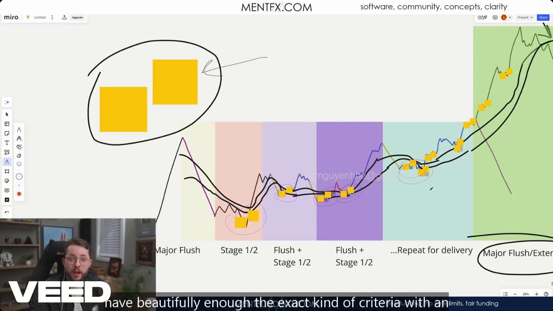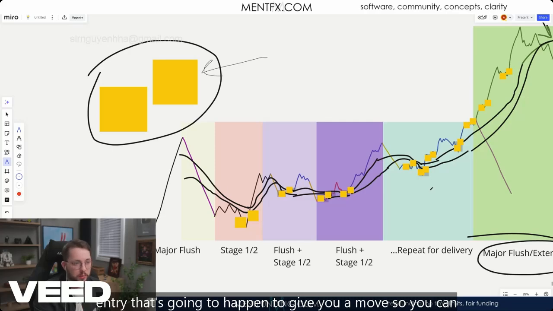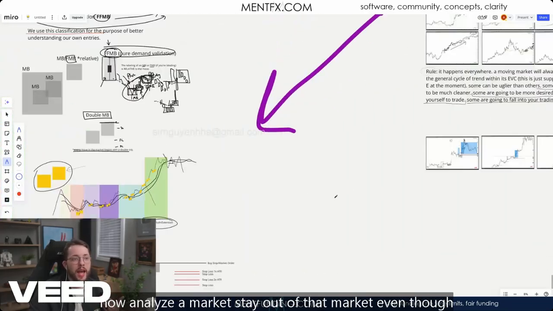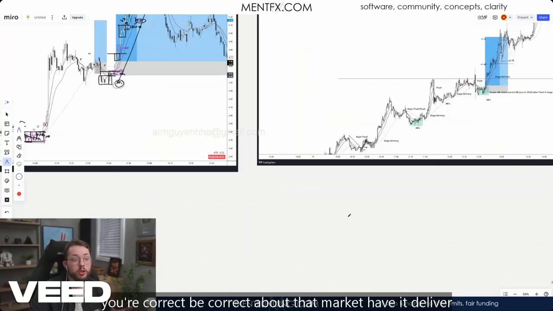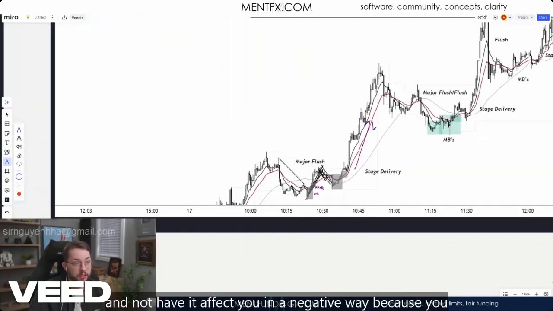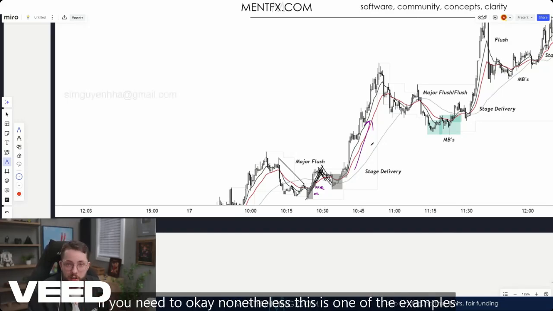And you also have, beautifully enough, the exact kind of criteria with an entry that's going to happen to give you a move. So you can now analyze a market, stay out of that market even though you're correct about that market, have it deliver, and not have it affect you in a negative way because you have the full understanding of how to get positioned later if you need to.